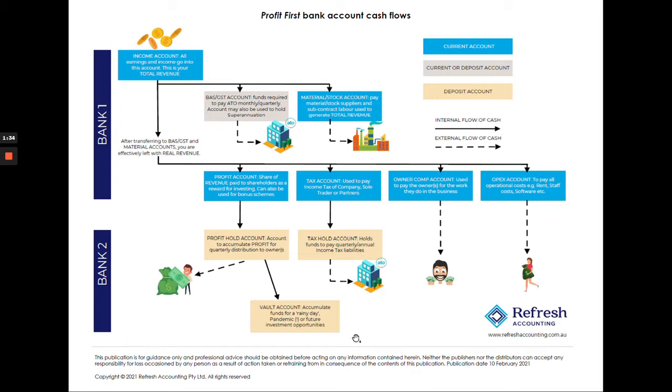The bank accounts are the color-coded boxes and have been color-coded to differentiate between those that we recommend being set up as a current or transaction account, for example, the income account, those that we recommend are deposit or savings accounts, like the Profit Hold account here, and those that can be either, like the GST account. As I say, recommendations, not must-dos. In addition to color coding the bank accounts, we've shown the internal flow of funds in a solid line, whereas when funds leave your business, they're shown as a dashed line.